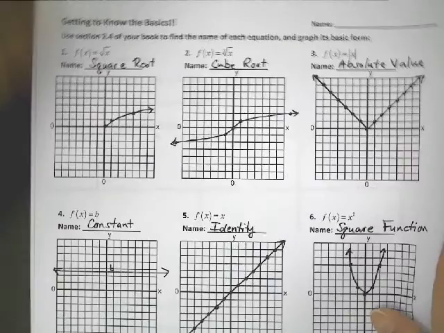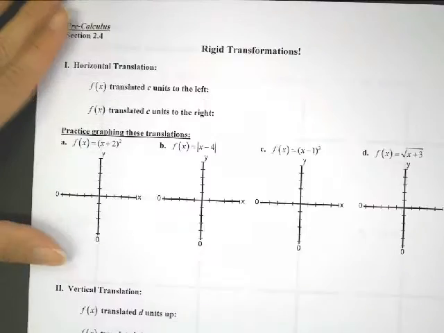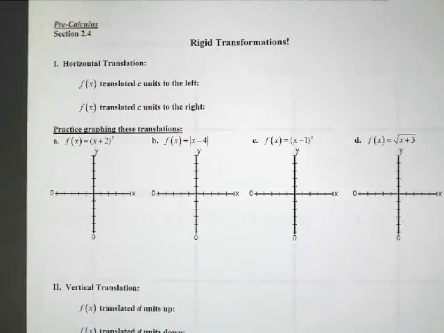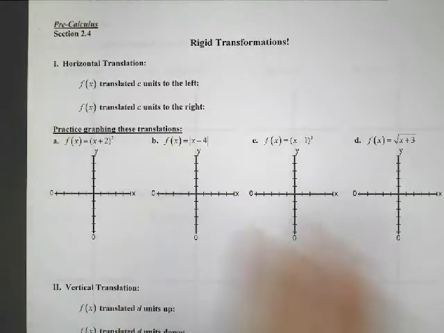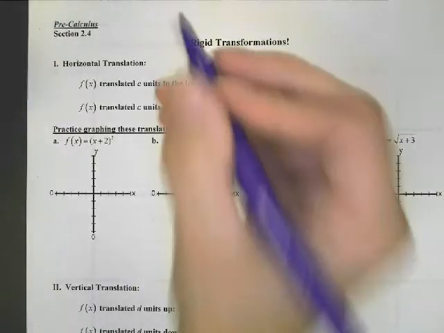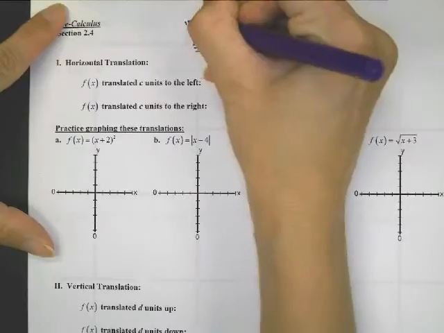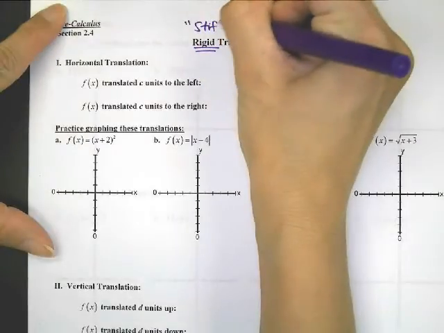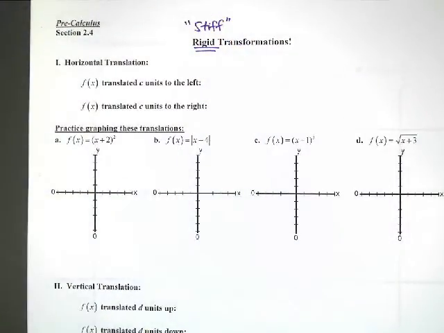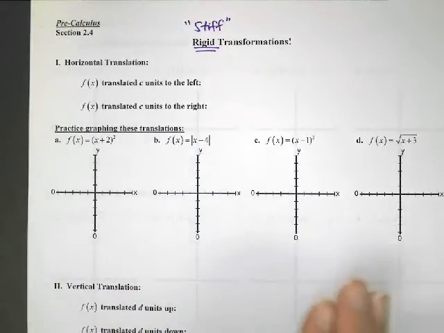Okay, so what are we doing with these graphs? Studying them, of course. But the first thing that we're going to talk about here is rigid transformations. And by rigid, that means stiff. So the graph itself is not being stretched out in any way. The graph itself is going to be the exact shape. We're just going to move it left and right.